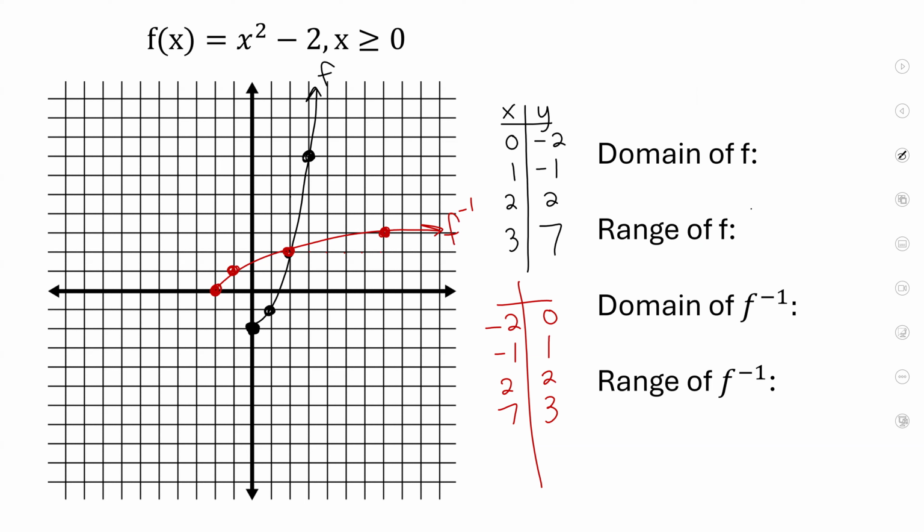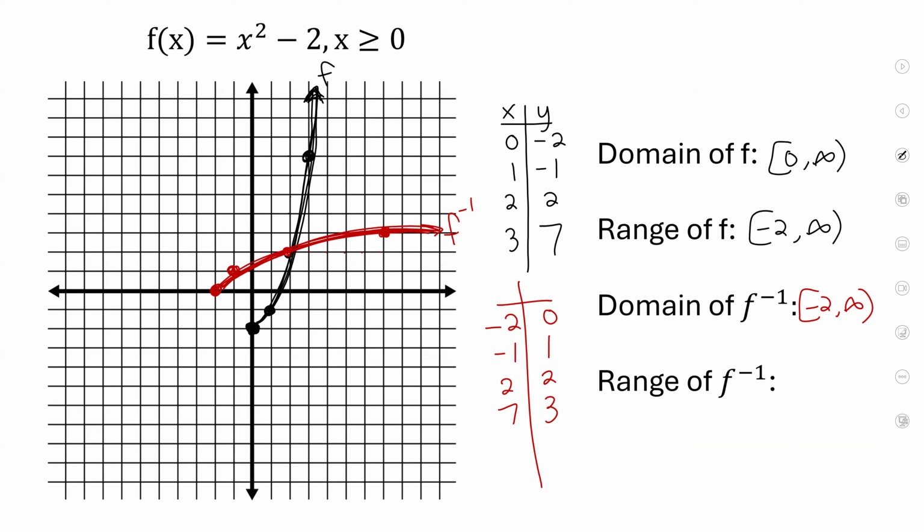Zara, what is the domain of my original one? Very good. 0 to infinity. All right, Lydia, what is the range of my original? Very good. -2, infinity. All right, now let's do the inverse, the graph that's in red. Abigail, what is the domain of my inverse? Very good. -2 to infinity. All right, Larabe, what is the range of my inverse?